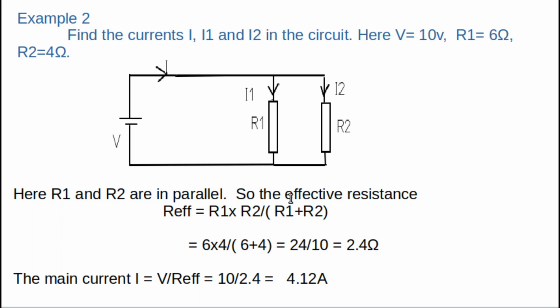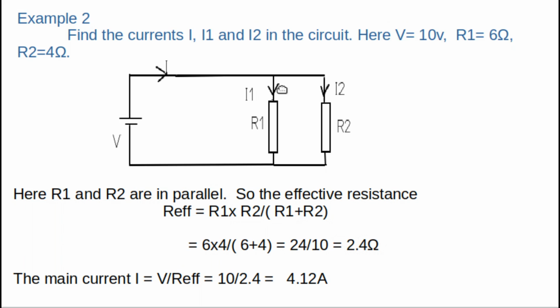So the effective resistance R effective is equal to R1 into R2 divided by R1 plus R2, their product divided by their sum. Since the values of R1 and R2 are 6 and 4, we substitute those values here. So it is 6 into 4 divided by 6 plus 4. We get it as 2.4 ohm.